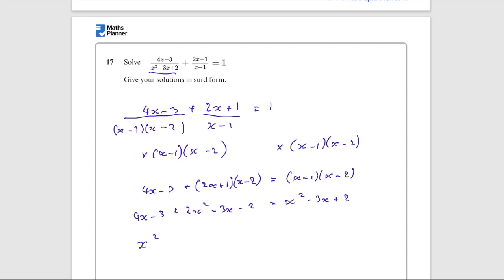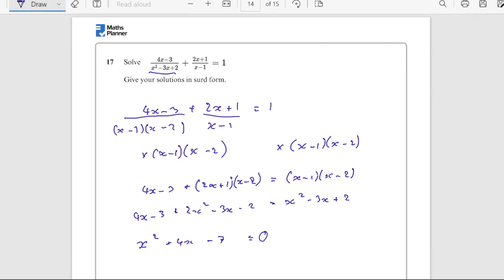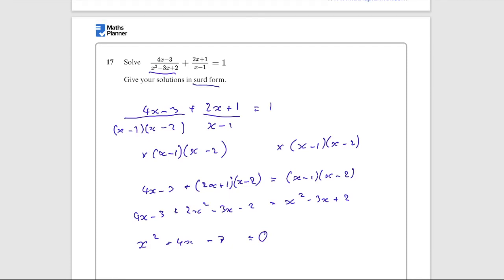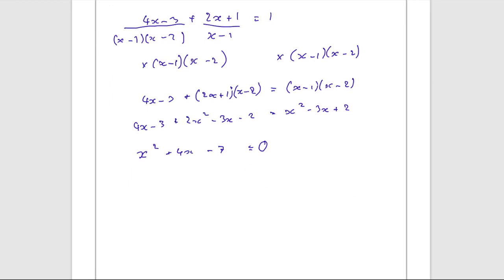1, that's going to be 4x, so plus 4x. Then my number part would be minus 5, and then I'm going to have to take 2 away, so that's going to be minus 7 is equal to 0. Giving the answer in surd form implies that it's not going to factorise, so what I'm going to do now is I'm going to complete the square for this.